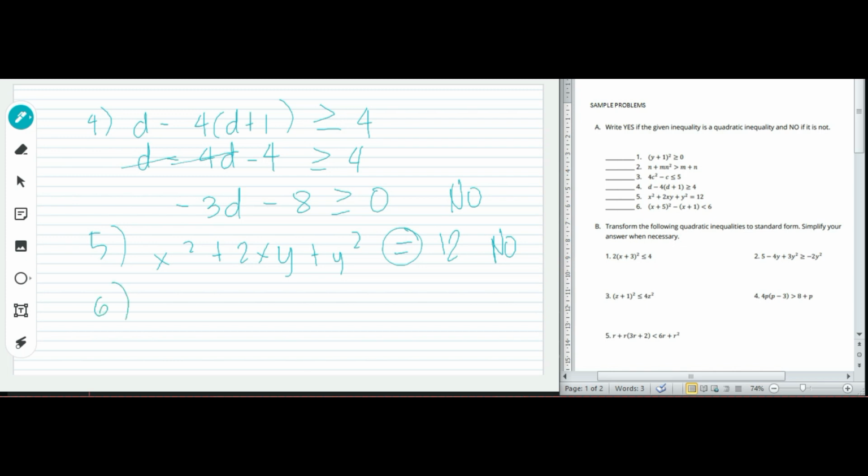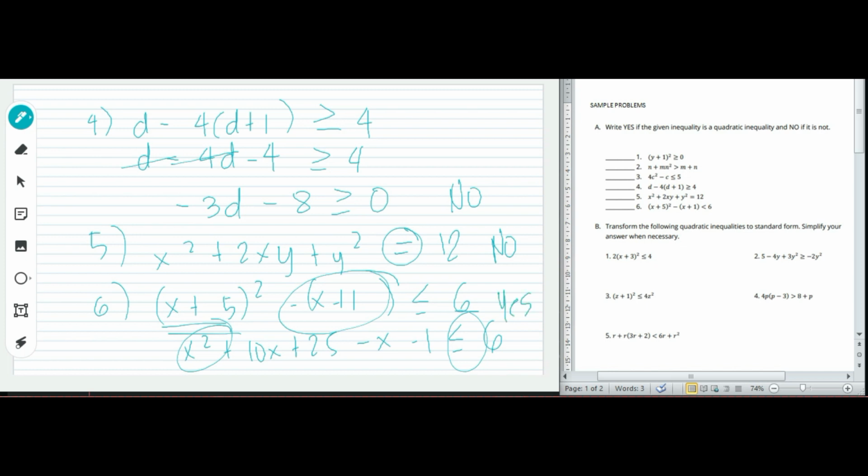And for the number 6, we have here (x plus 5) squared minus (x plus 1) less than 6. Actually, if you simplify this, it will be a quadratic expression. And when we expand this, it will still be quadratic. So, this will be x squared plus 10x plus 25 minus x minus 1 is less than or equal to 6. Even if we simplify this, this will still be a second degree and it has an inequality symbol. So our answer for number 6 is yes.